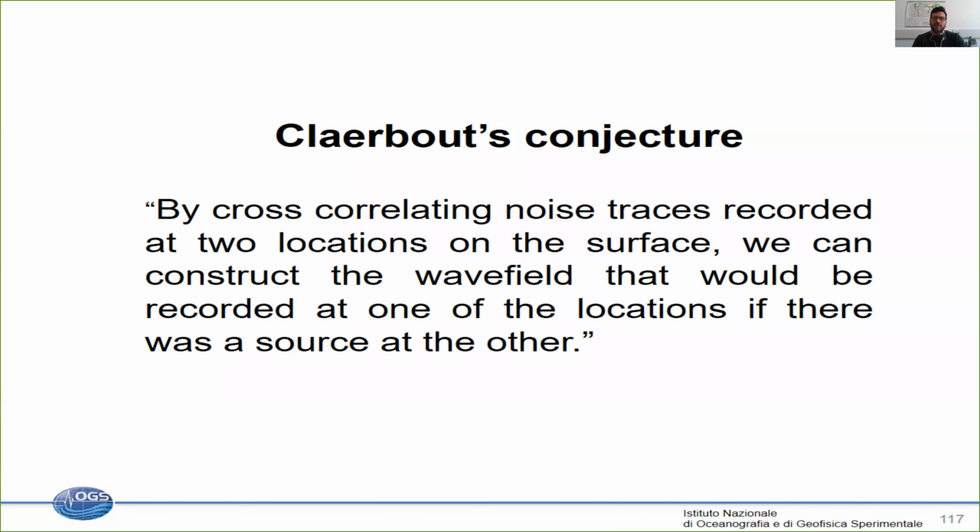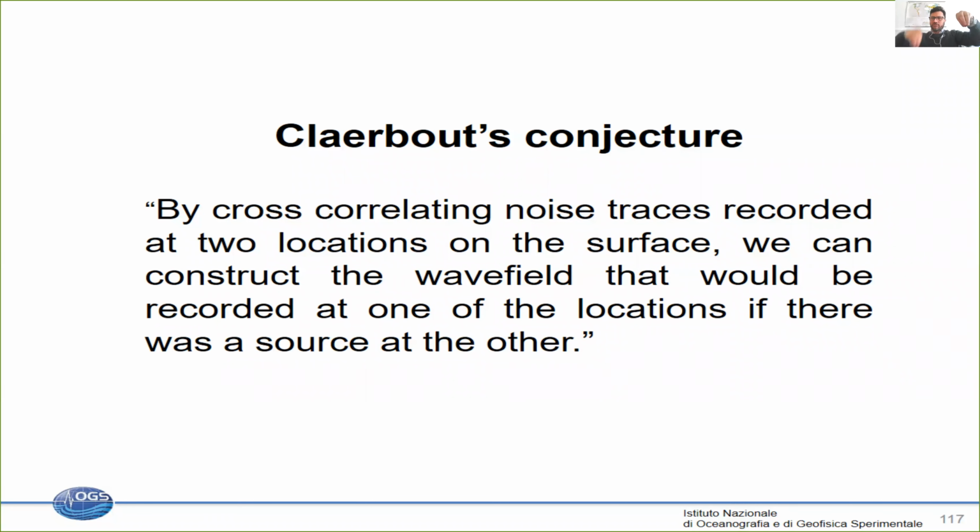So the idea, as I mentioned here, starts from Claerbout's conjecture. He was mentioning that by cross-correlating noise traces recorded at two different locations on the surface, one could reconstruct the wave field that would be recorded at one of the locations if there was a source at the other location. It's just like if you imagine you have a hammer, you send a source in the ground, and you have another sensor recording this pulse.